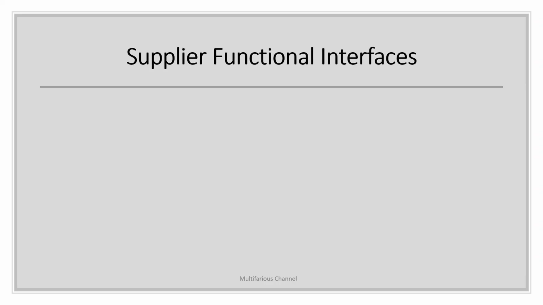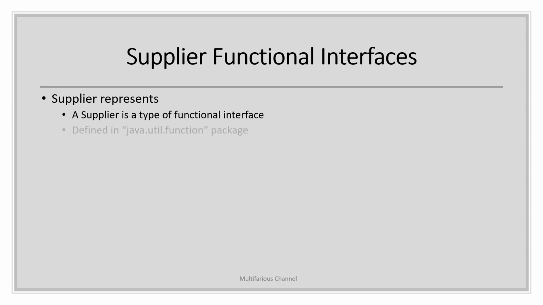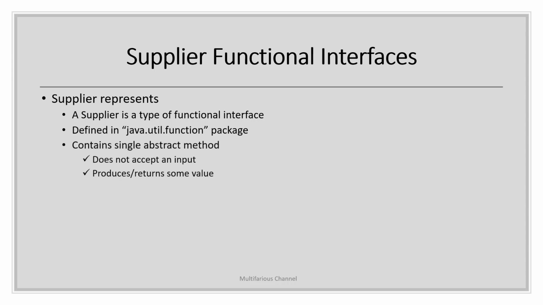So, what is a supplier? A supplier is a type of functional interface. The supplier interface is a part of the java.util.function package, which has been introduced since Java 8 to implement the support for functional programming in Java. It represents a function which does not take any argument but produces a value of type T. Java's functional supplier interface can be used at any time a function needs to generate a value without taking any input data.